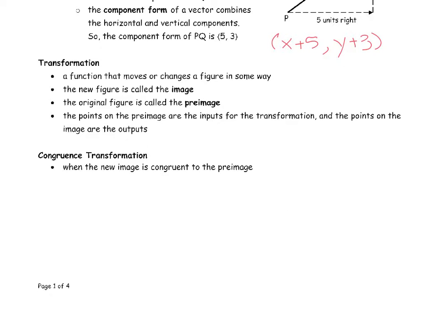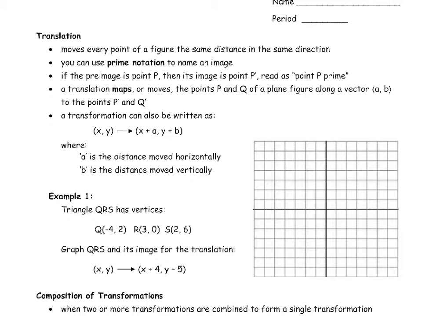A transformation is what this whole unit's on, and it's a function that moves or changes a figure in some type of way. So the new figure is called the image. The original one is called a pre-image. Okay, the points on the pre-image are the inputs for the transformation. The points on the image are the outputs. So a congruence transformation is when the new image is congruent to your pre-image.